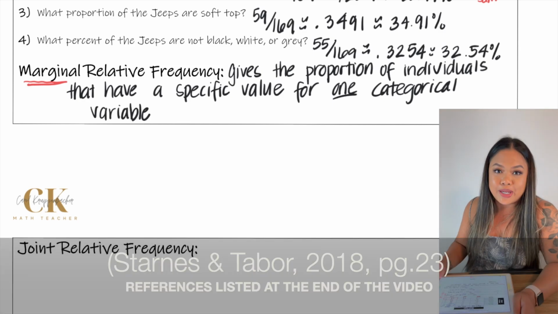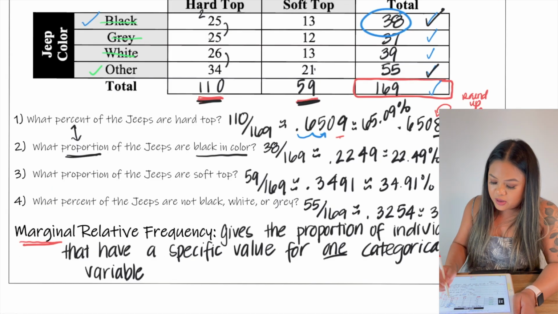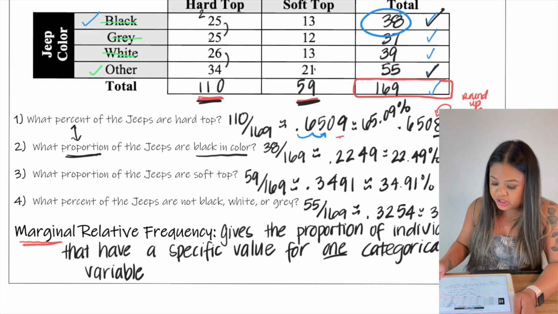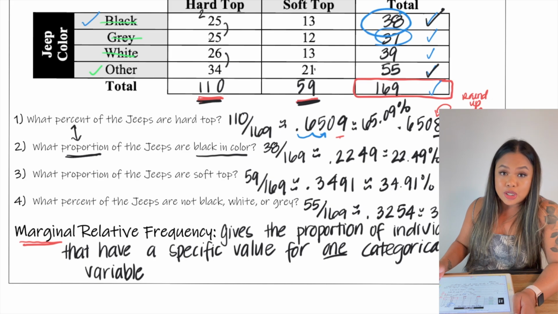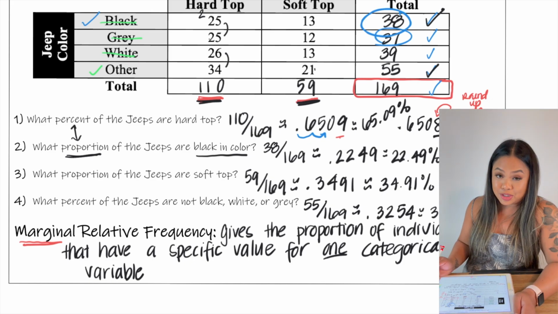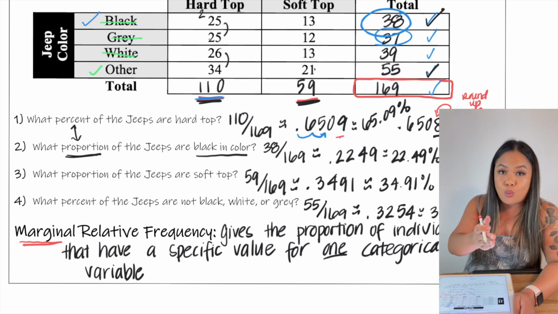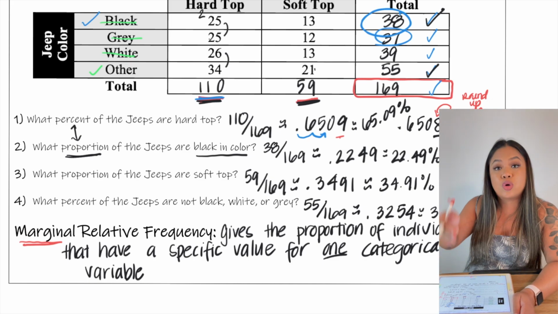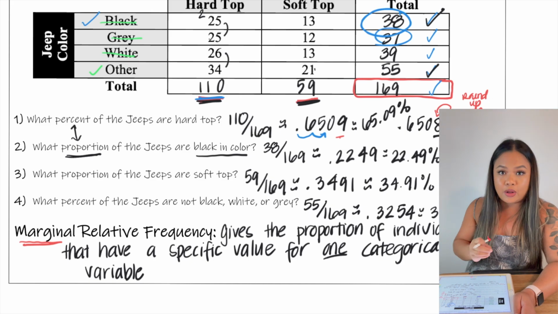38 is just representing the total number of black Jeeps. Same thing for 37, total number of gray Jeeps. 39, total number of white Jeeps. It doesn't matter whether it was a hard top or a soft top, we just mattered the color. Same thing if you look at the bottom of the columns, right? 110. Didn't matter what the color was, it's just the total of hard tops. So we're only looking at one categorical variable. 59, total of soft tops, one categorical variable.